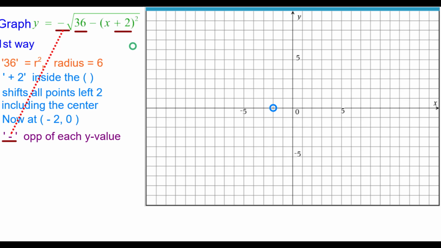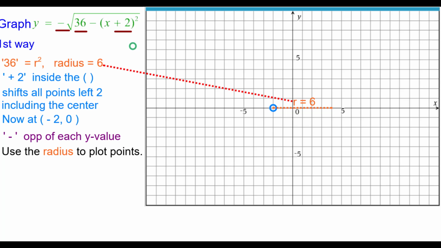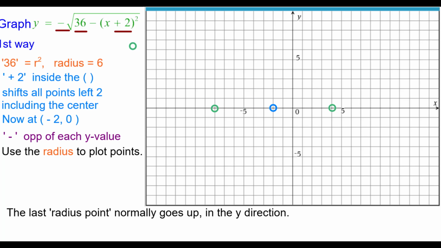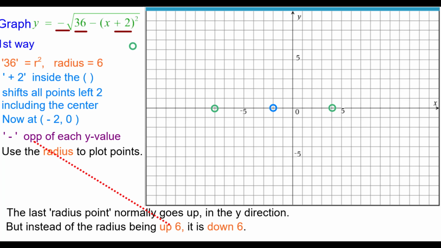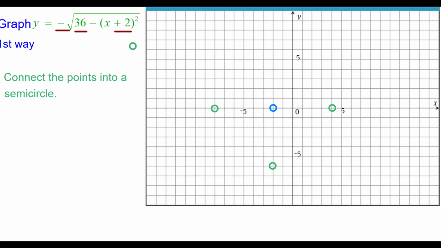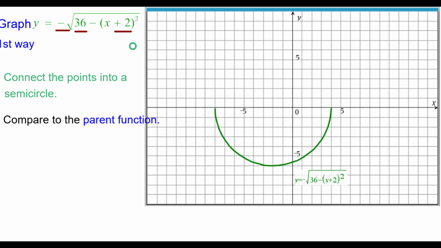The opposite sign takes the opposite of each y value, and now we're going to use the radius to plot points. Radius 6, I'll go right 6 and plot a point. Go left 6 and plot a point from that center. But the last so-called radius point normally goes up in the y direction, but instead the radius going up 6 is down 6 because of the opposite in front of the radical sign. So we'll go down 6. Connect the points into a semicircle and compare it to the parent function.